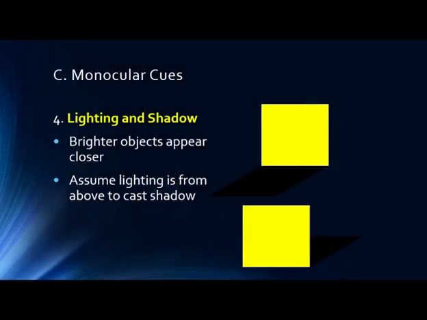A very important cue for depth has to do with lighting and shadow. All of these monocular and pictorial depth cues are created because of our experience. That is, we understand our world and process depth because of our experience with the world. One of the things we tend to assume is that lighting comes from above. The sun's usually above us. We live in overhead lighting. Very often that light comes from beneath, it does happen, but not as often. So we tend to assume that lighting is from above to cast shadows. It's actually really hard to see. There's actually a shadow here. See if I can.